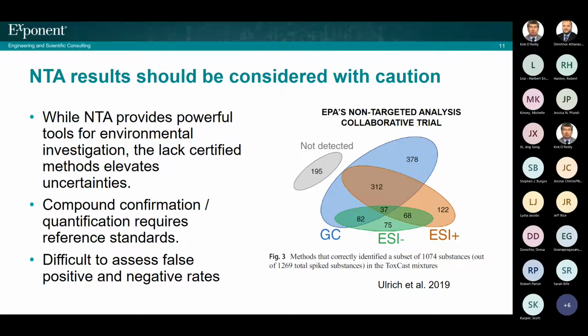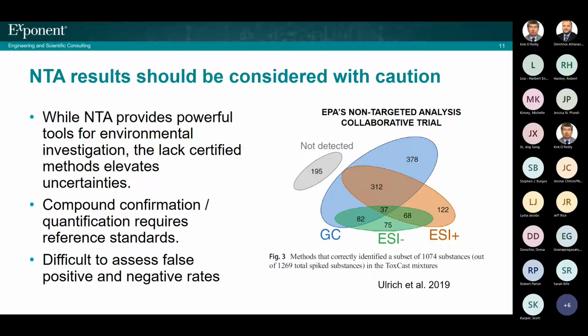NTA should be used with caution. All these methods are still being developed. There's not a lot of certified NTA approaches in labs that the state has said, yeah, this is great. A lot of it is currently being done at academic or corporate labs. So each method's a little different. The figure on the right is from the EPA.